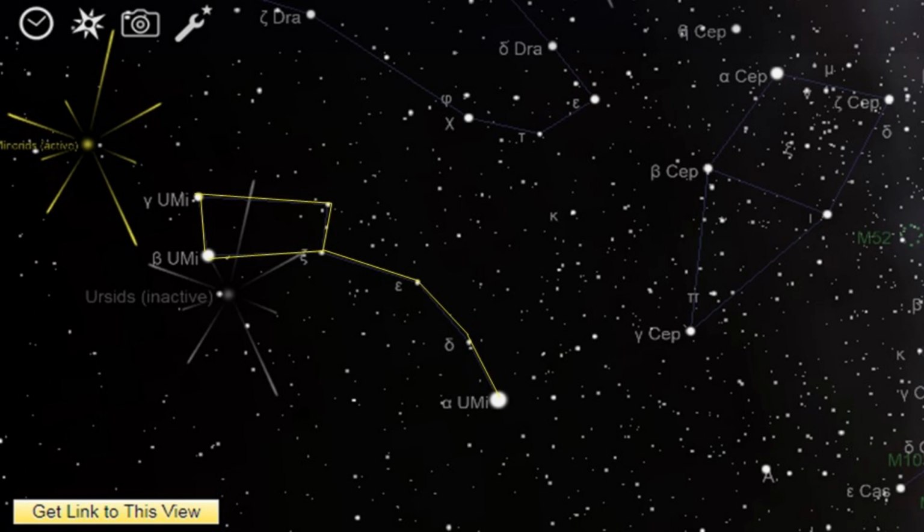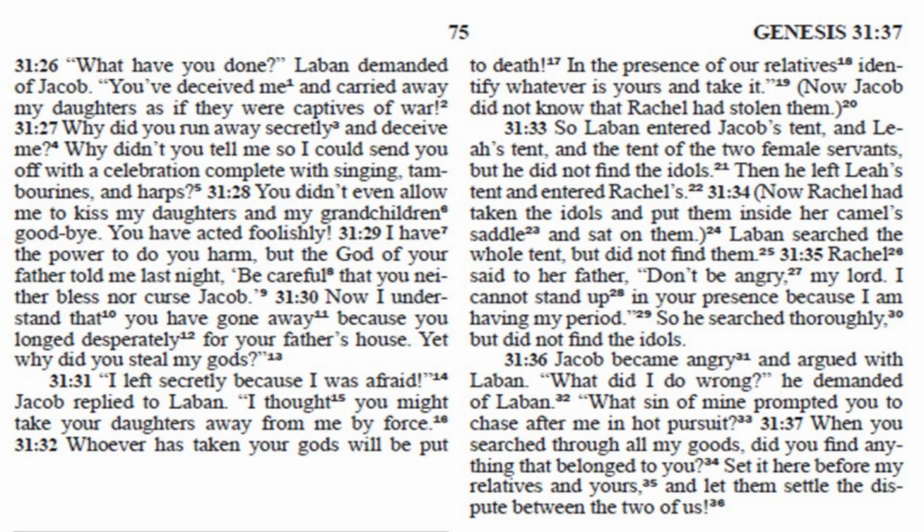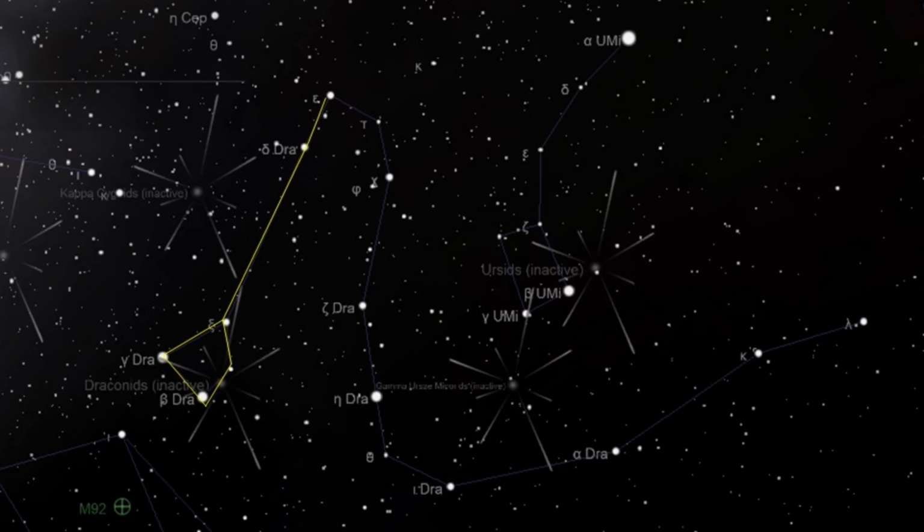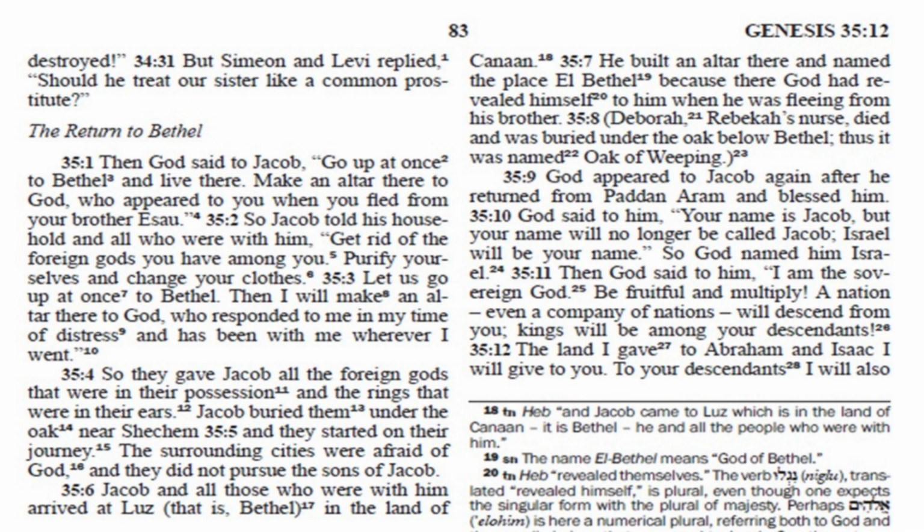As we have seen in chapter number 31, verse number 34, Rachel hid Laban's god in her tent. This indicates that Polaris was positioned in the constellation Draco during this period. After this, Jacob and all those who were with him arrived at Bethel as mentioned in verse number 5 and 6. Here, once again God appeared to Jacob and changed his name from Jacob to Israel as mentioned in verse number 9 and 10.